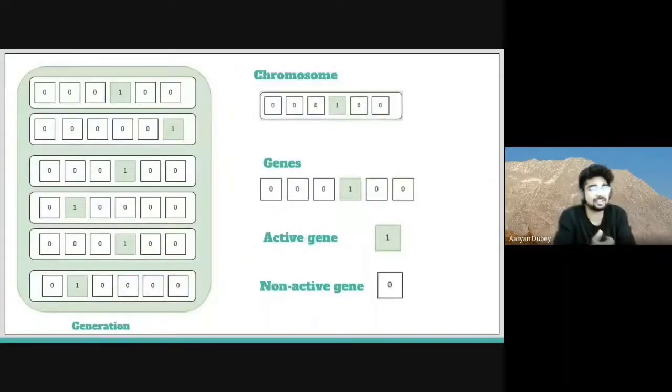Let's see. First, we need to understand the concept of generation, chromosome, genes, active genes, and non-active genes. First, chromosome. A chromosome is an array where you can store a data set, like 0, 0, 1, 0, 0. It's our data point that you store in an array. So chromosomes represent that array. Genes represent those data points, that is 0, 0, 1, 0, 0. These data points are known as genes. And inside that data point, the active genes are represented by number 1 and non-active genes are represented by number 0. And if we combine all this data and put it into a particular set, it is known as a generation in the context of EFS.